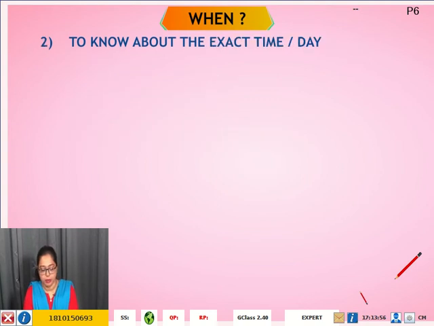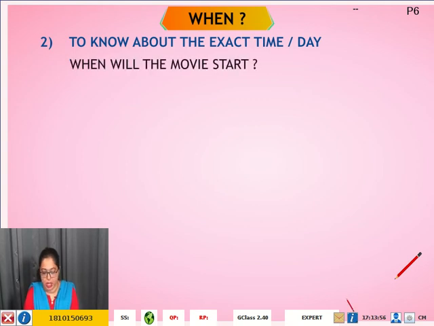Now another usage of the word when is given here. You can have a look. First of all, it was to know about the time. Nothing in particular, but sometimes we use when just to know a particular or exact time, the exact day, or the exact time span. In order to know that, we use the word when in the question. So there are some examples. You can have a look at the examples.